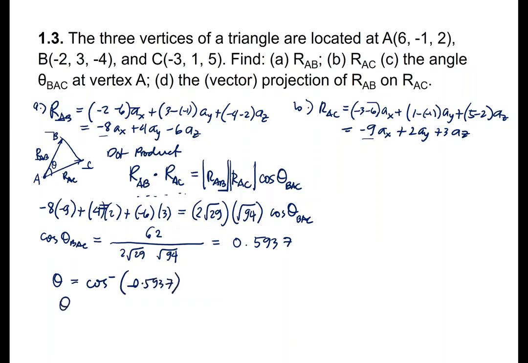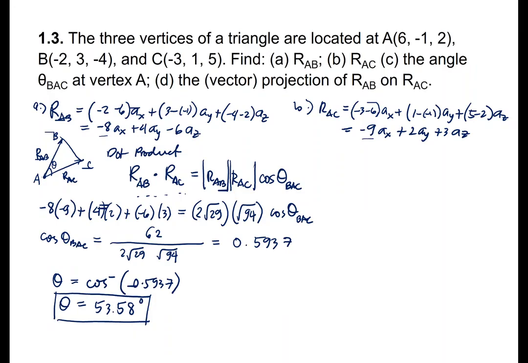Using our calculator, which is in degree by default, the answer is 53.58 degrees, or 53.6 degrees is okay. So the 2 square root of 29 is the magnitude of RAB. Square root of 94 is the magnitude of RAC.